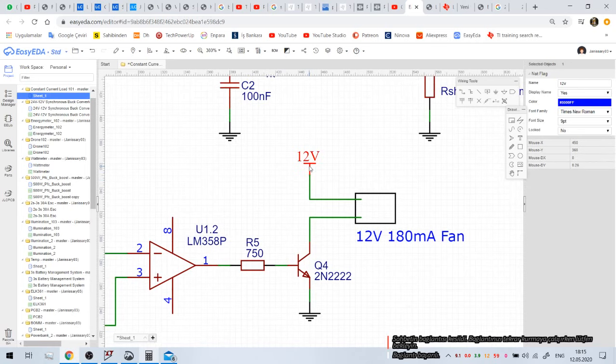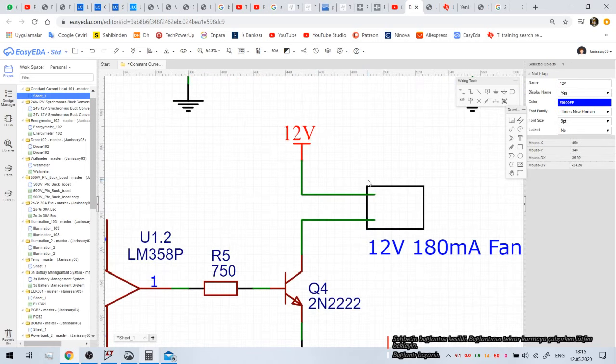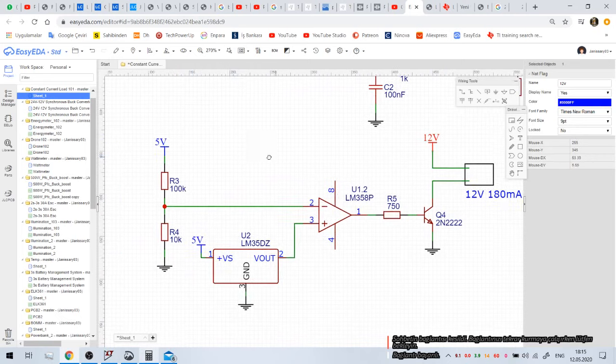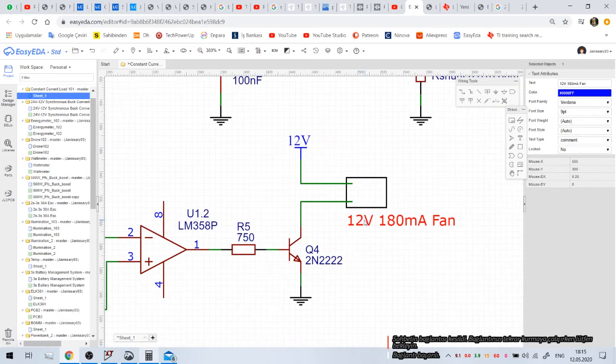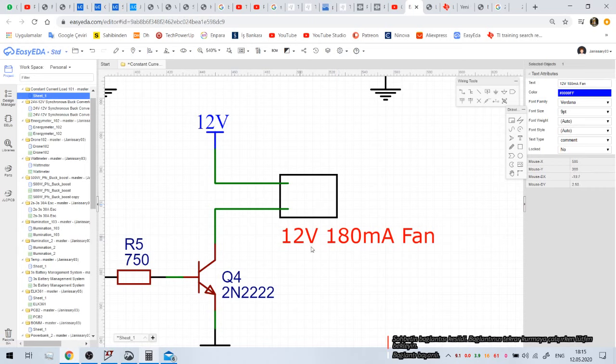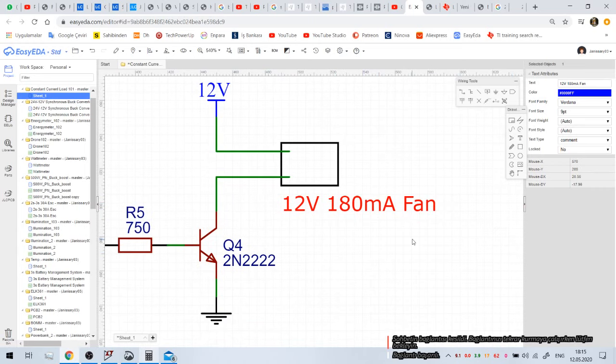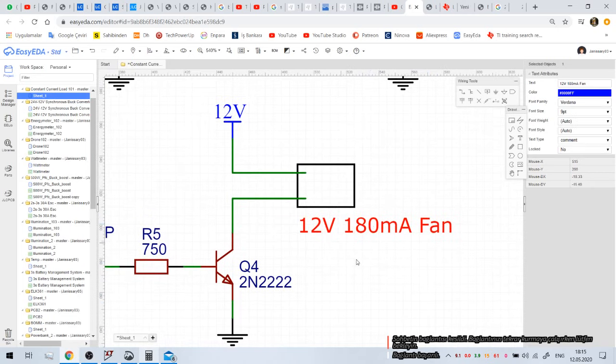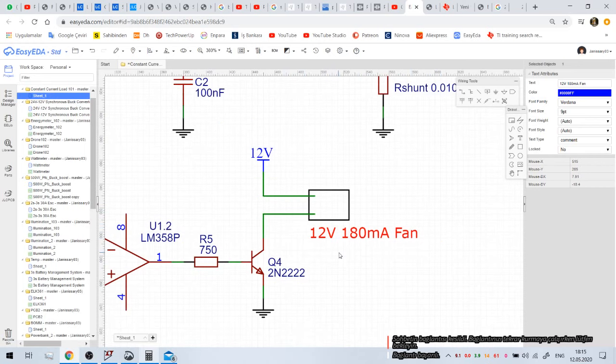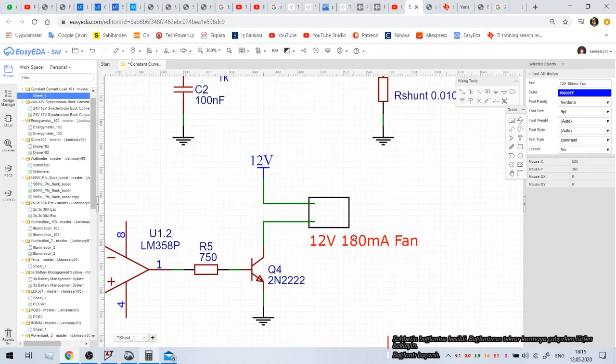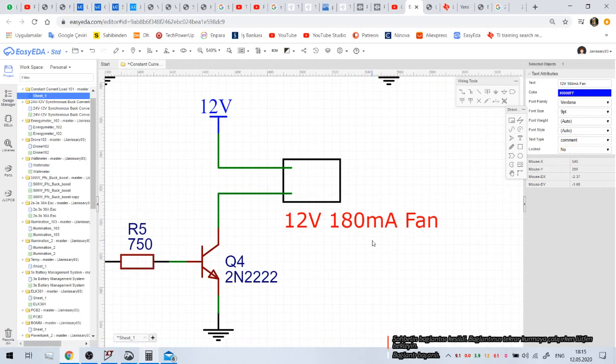We need greater than 12 volts here. But this fan is not a high grade fan. I think this rating is not correct, so I want to do some tests on it. For maybe 180 milliamp or maybe 150 milliamp, I will change this.